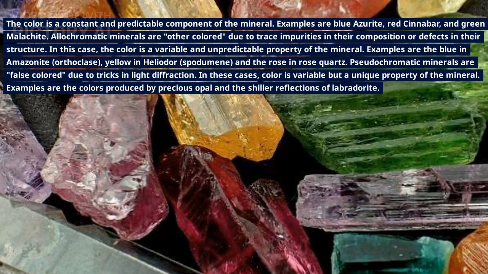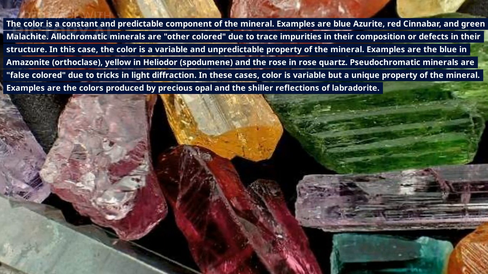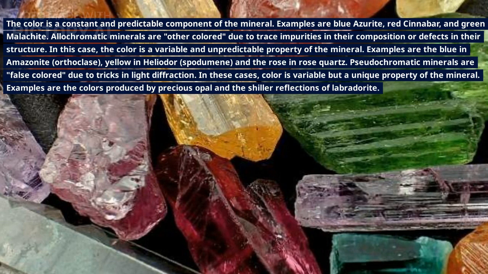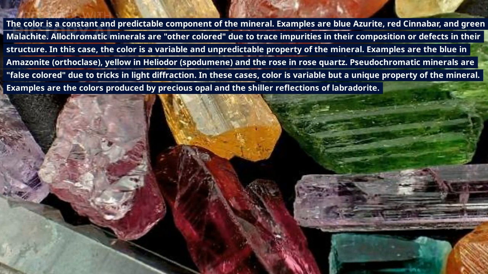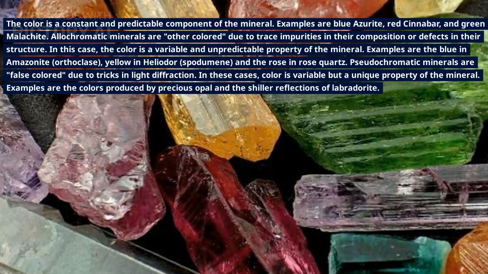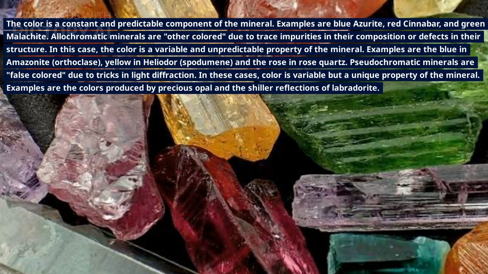Allochromatic minerals are other-colored due to trace impurities in their composition or defects in their structure. In this case, the color is a variable and unpredictable property of the mineral. Examples are the blue in amazonite, orthoclase, yellow in heliodor, spodumene, and the rose in rose quartz.